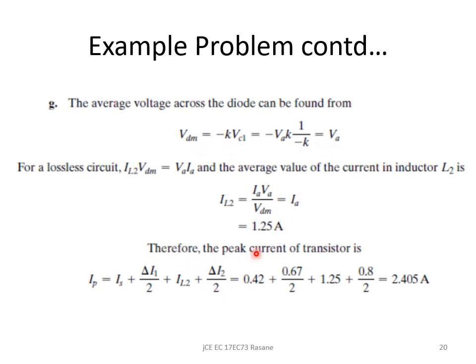Therefore, the peak current of the transistor, I peak, is equal to the input current Is plus delta I1 by 2, plus the current through the inductor L2 plus the ripple current delta I2 upon 2. So if I add all this, that should give me the peak value. Is we know is 0.42, plus 0.67 by 2 which we evaluated in the previous slide, and IL2 is 1.25, and delta I2 by 2 is 0.8 by 2. So this should give me the value of 2.405 amperes. This is the peak value of the current.